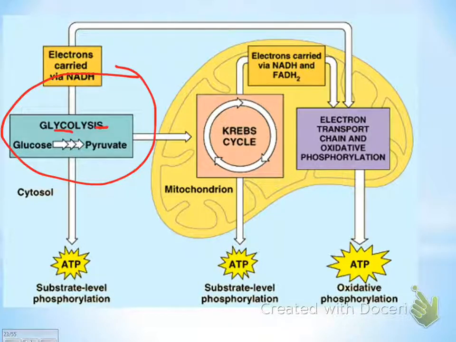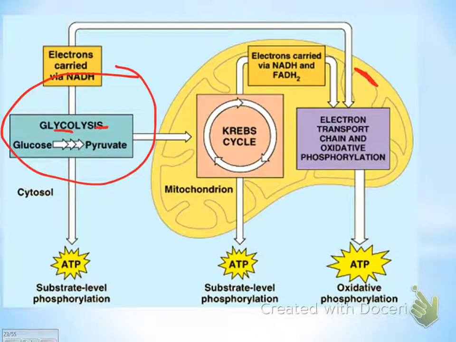Okay, the second step is the Krebs cycle. It happens in the mitochondria. It happens with oxygen, makes 2 ATP. And remember, the purpose of the Krebs cycle is really to make those electron carriers NAD, NADH, and FADH. Okay, the electron transport chain, that happens on the membrane of the cristae, so like right here.